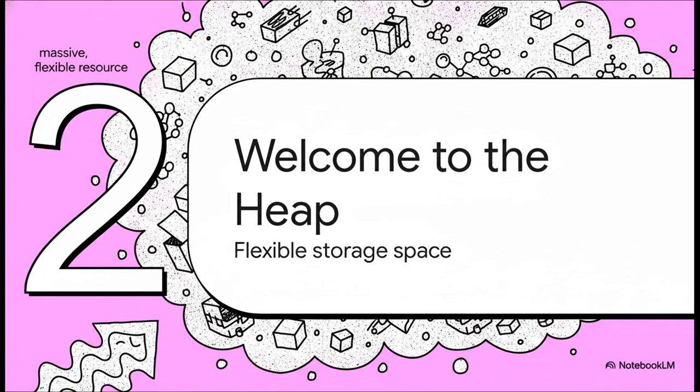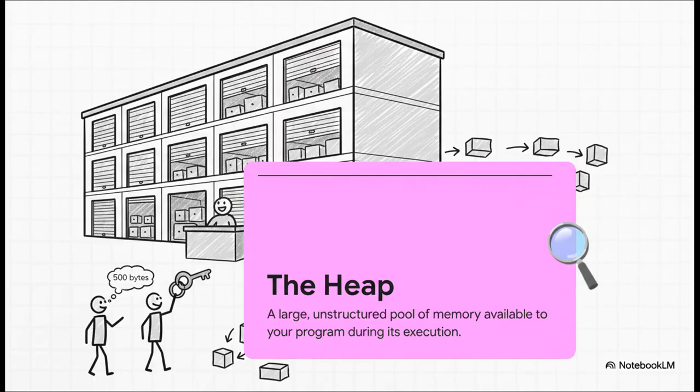Okay, so how do we break through that static wall? Well, we turn to the heap. The heap is the answer to our problem of not knowing data sizes ahead of time. It's this huge, flexible resource that's just sitting there, waiting for your program to use it. The best way to think about the heap is like a giant self-storage facility. Seriously, your program can walk up to the front desk at any point and say, hey, I need a storage unit that's exactly 500 bytes. Or, you know what, I need a huge one. Give me 10 megabytes. The heap just finds an empty spot and hands you the key.